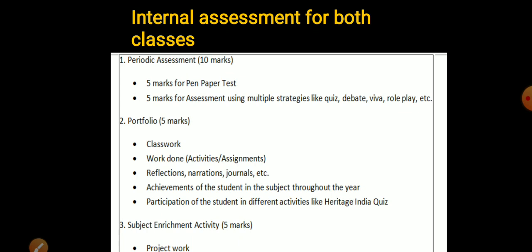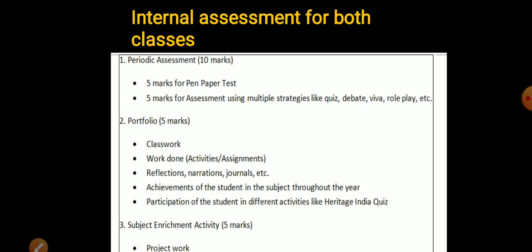Try to understand it. It's a simple thing: you have to prepare a portfolio file where you maintain a record of whatever assignments, question banks, or flow charts you get from your teachers. You will staple all these things in your portfolio file, and at the end of the year you will submit it to your teachers, and you will get 5 marks for this portfolio file.